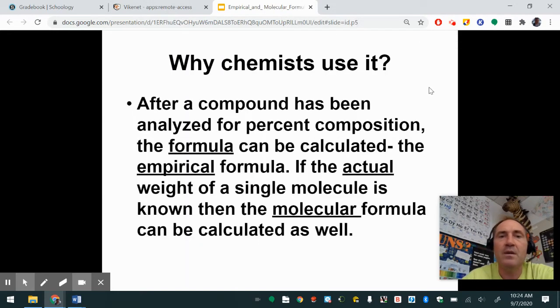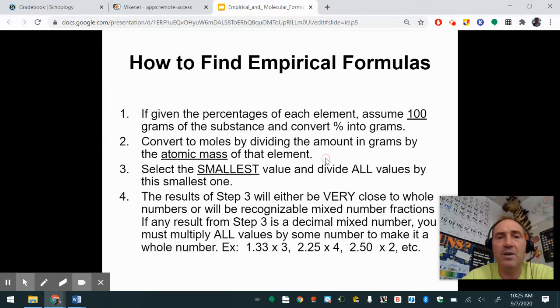Okay, now after you analyze a compound, here's what happens. You're going to be in lab, you're going to make stuff, and you're going to be able to figure out what the masses of each one are. And since we know the masses, you can actually figure out what the formula is, or empirical formula, from the masses of the stuff found in a formula. Okay, so let me go here real quick.